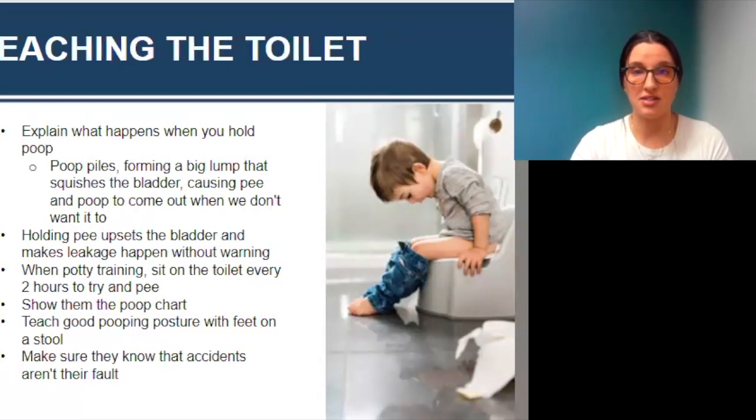When potty training, sit on the toilet every 2 hours to try and pee. Show them the poop chart so they can report to you what their poop looks like, maybe when they're at school. Teach good pooping posture with feet on a stool, and make sure they know that the accidents aren't their fault. So teaching your child what's happening in their bodies will help them understand what's going on and why you are making changes, if you are making changes, and why treatment is necessary if they're continuing to have issues.